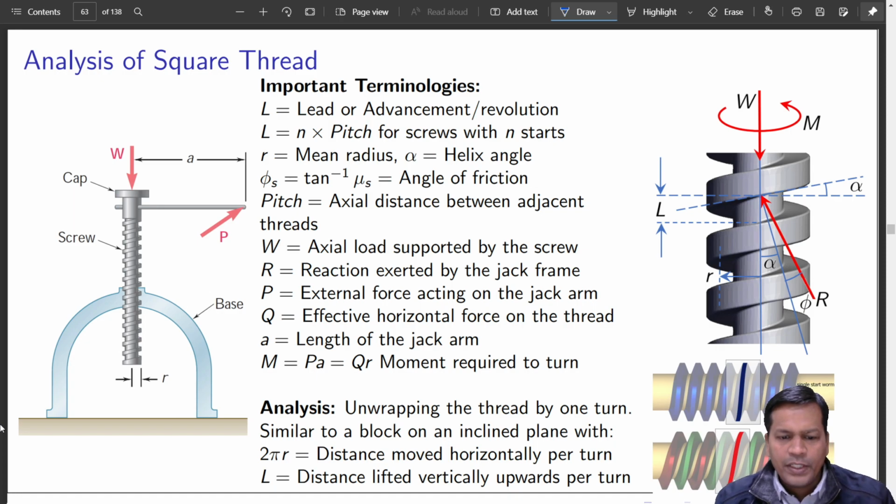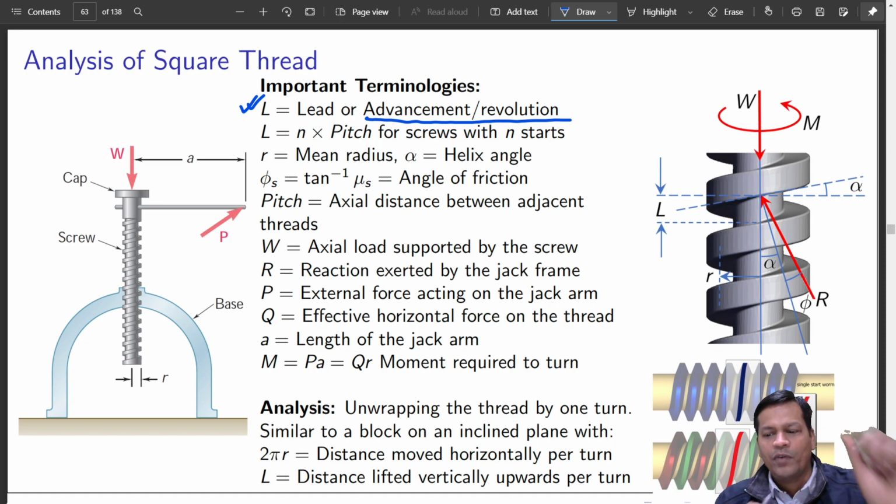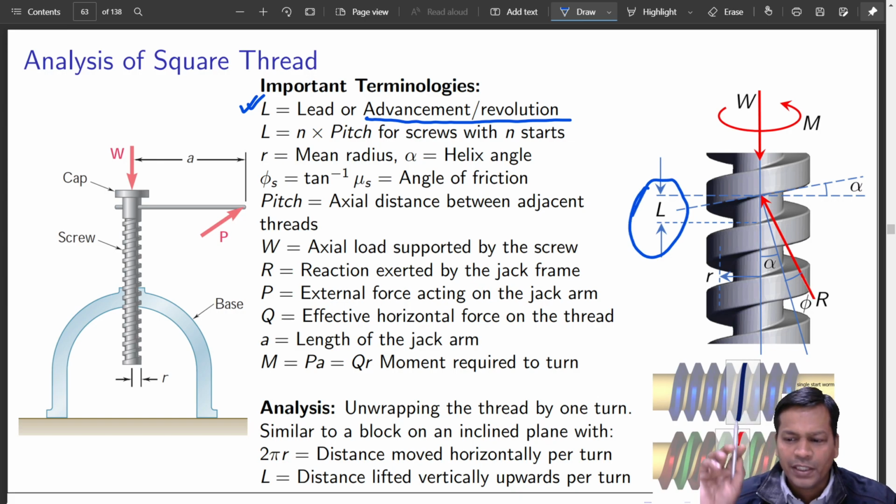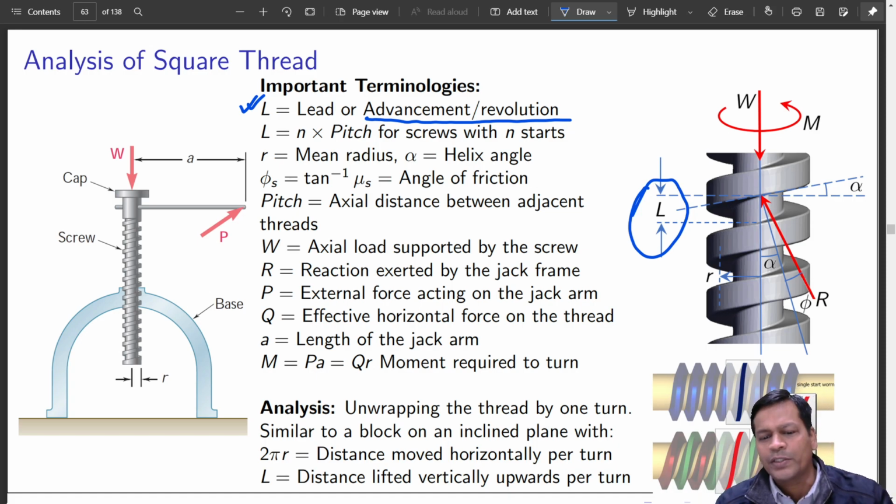Okay, so we'll start our analysis now. What you can see here, I'll first explain the terminologies that will follow for this analysis. What is this? This is L, the lead or advancement per revolution. If you turn by one revolution, how much you advance. In case of a single thread, it will be equal to the pitch, that is what you can travel.